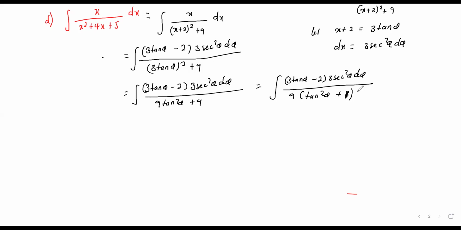Sorry, I don't understand how we have that numerator there. How x has become 3 tan theta minus 2, then this squared theta. I don't get that bit.